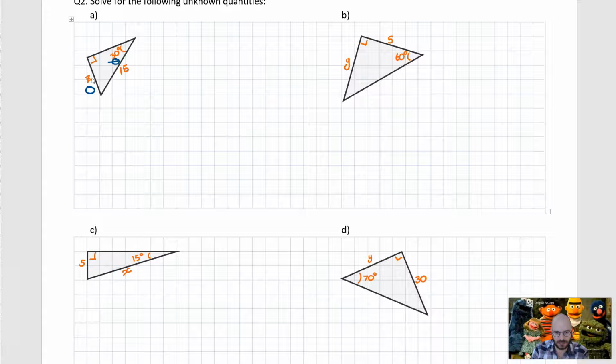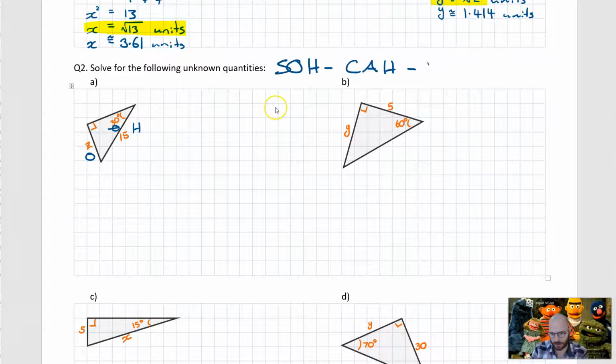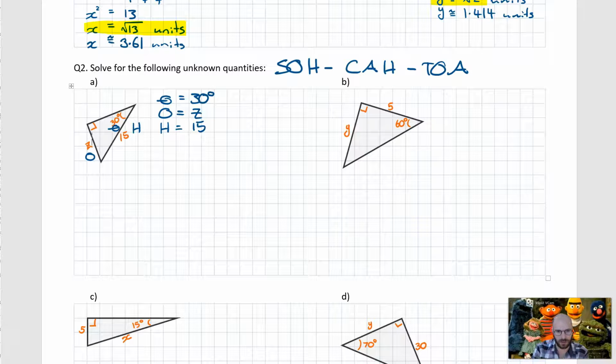And the 15 is opposite the hypotenuse. So opposite the right angle, so we call that the hypotenuse. Now we have to use our ratios, CAST and TOA. And in this case here, we have theta equals 30 degrees. The opposite is equal to z, and the hypotenuse is equal to 15. So we have the theta, we have the opposite, and we have the hypotenuse.